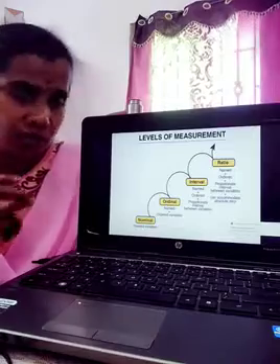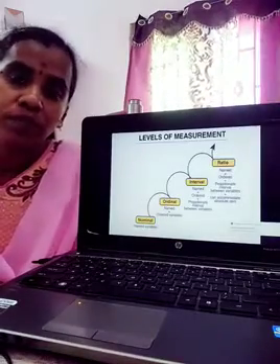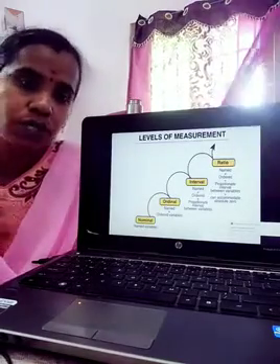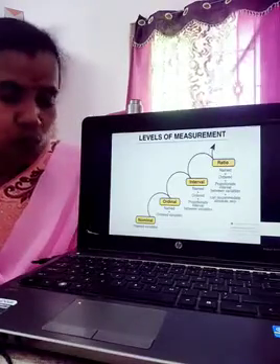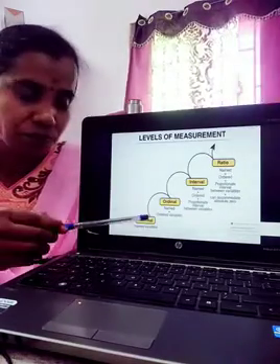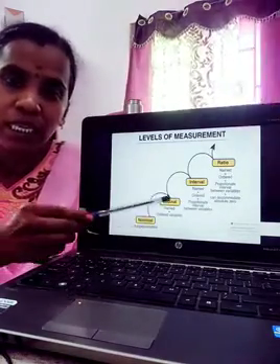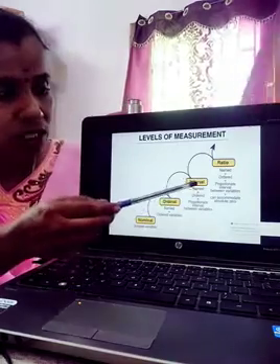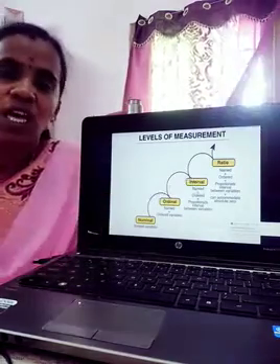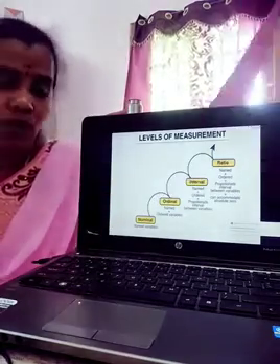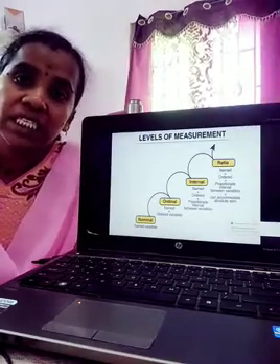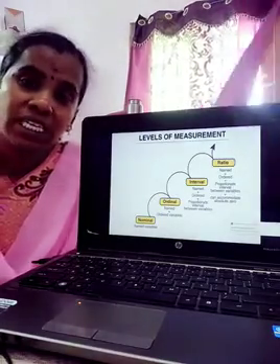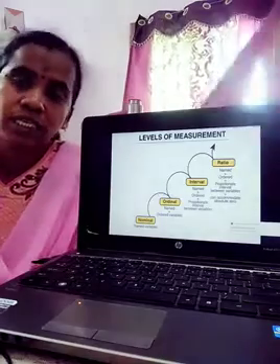Already I have given a small introduction about this topic in the previous class. Now we are going into detail in this class. There are 4 types of scale we are going to use. The first one is nominal scale, the second one is ordinal scale, the third one is interval scale, and the fourth one is ratio scale. Nominal scale is used for measuring the demographic characteristics.